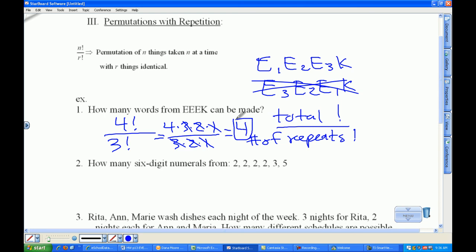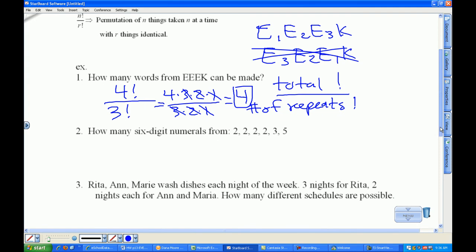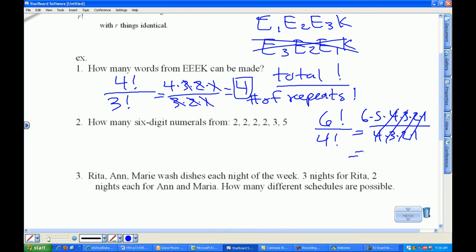The total number of letters factorial, or in the case here, digits, divided by the number of repeats. So we have 1, 2, 3, 4, 5, 6 digits, and 4 2's. So 2's being repeated 4 times. So 6 times 5 times 4, etc. On the bottom, 4 factorial. Cancel, and you get 30.